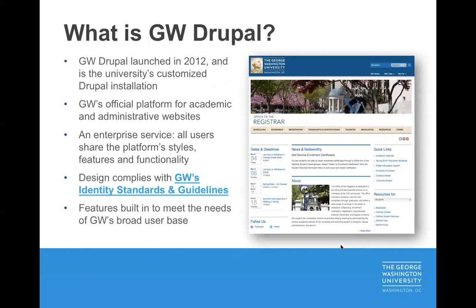So what is GW Drupal? GW Drupal launched in 2012. It's the university's customized version of a Drupal installation. It's the official platform for any academic or administrative websites at the university. It's an enterprise service, so that means that all users share the platform styles, features, and functionality. Those styles were designed to be in compliance with GW's identity standards and guidelines, and the features that are built into it were built to meet the broad user base's needs.